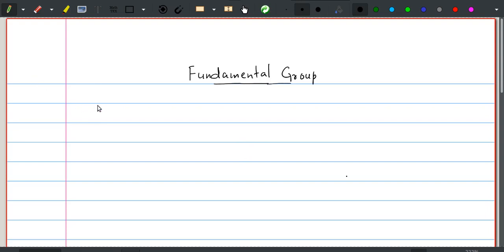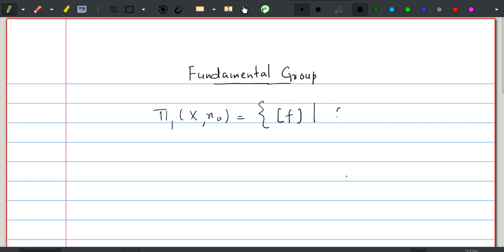In the last lecture, we introduced the notion of a fundamental group. So we set this notation: π1 of x naught is the set of all homotopy classes of f such that f is a loop at base point x naught, where x naught is in the space X.